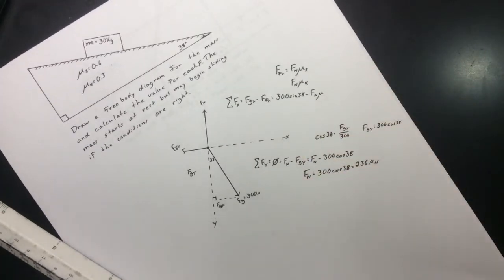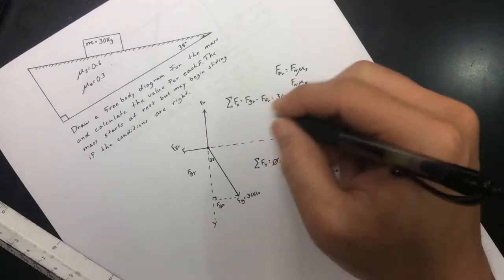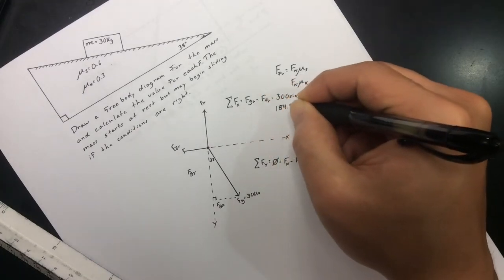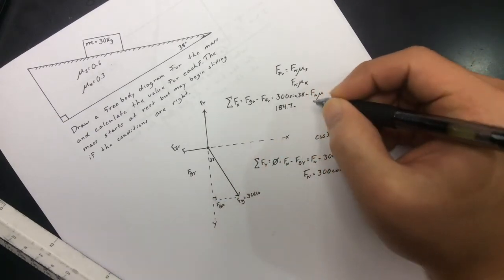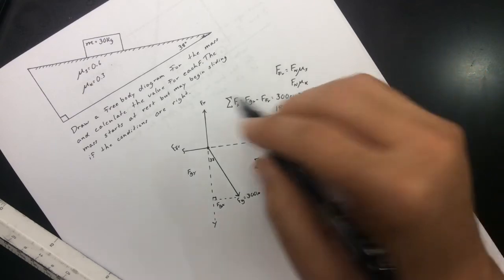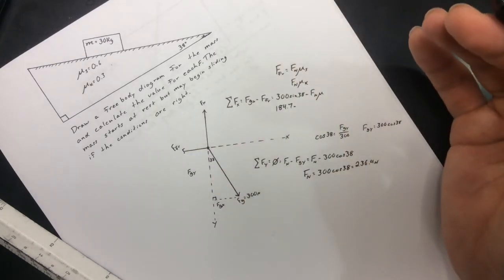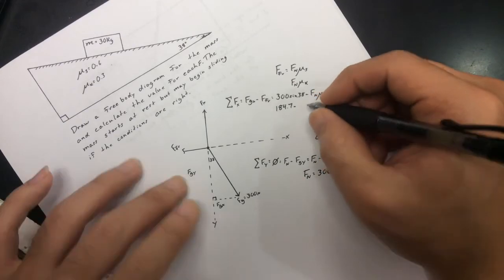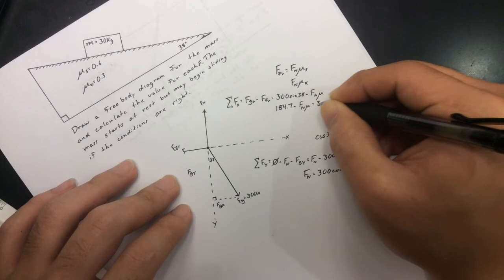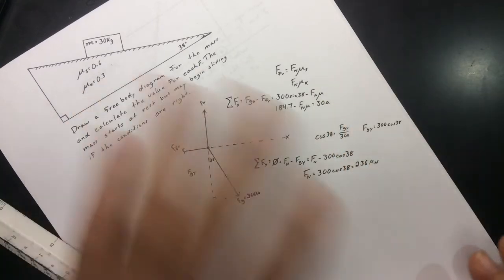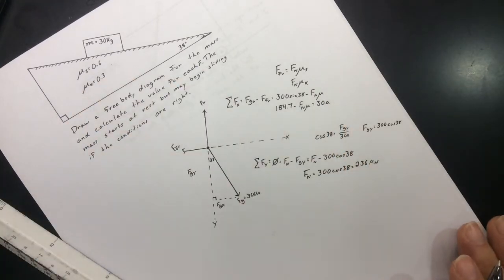And if I do 300 times the sine of 38, I get 184.7. That's my force of gravity in the x direction. And this is going to be minus friction. And let's see, we don't know if it's going to be accelerating or not, so we can only say that this minus friction, normal force times mu, is equal to ma, or 30a. Okay, we're not looking for the acceleration, so we're okay still. Question remains, what kind of friction is it? Is it mu s or mu k?